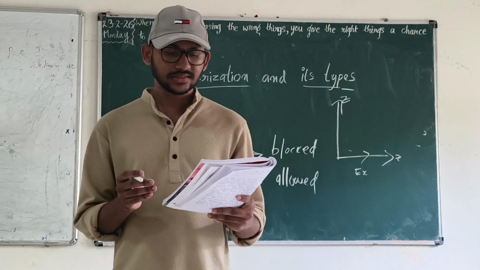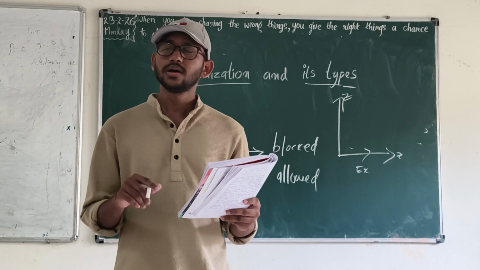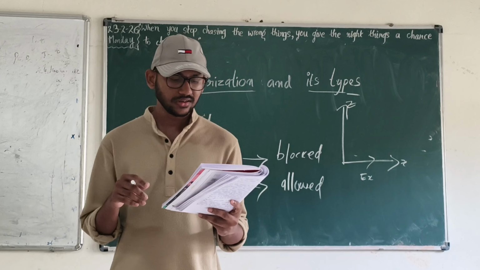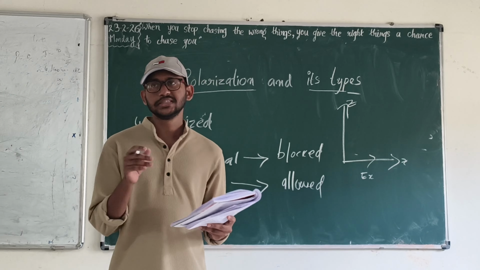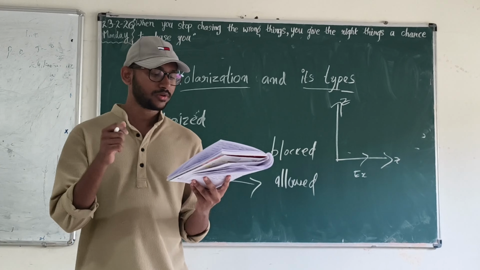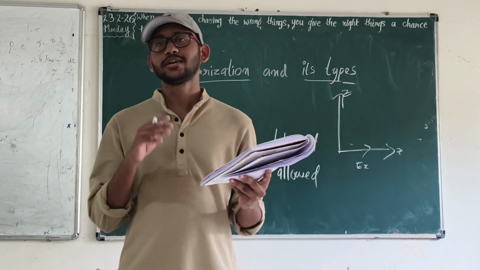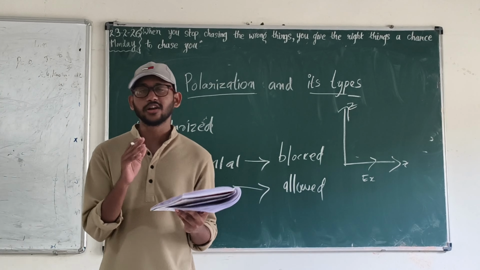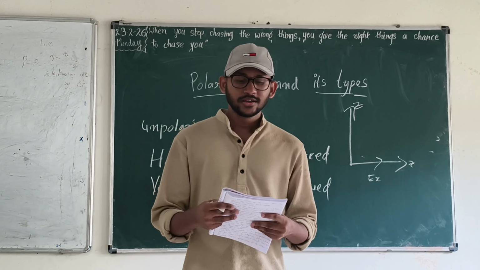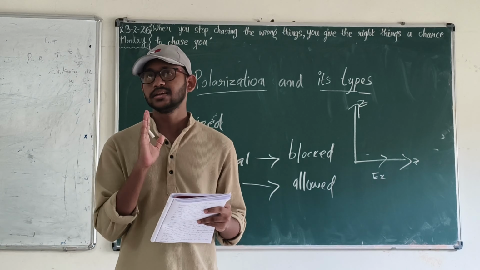The first and simplest type is linear polarization, also called plane polarization. In this case, the electric field oscillates in only one fixed direction. Imagine a rope tied to a ball. If you shake the rope only up and down, the wave travels forward, but its vibration is confined to a single plane. Similarly, in linearly polarized light, the electric field vibrates in a single straight line.